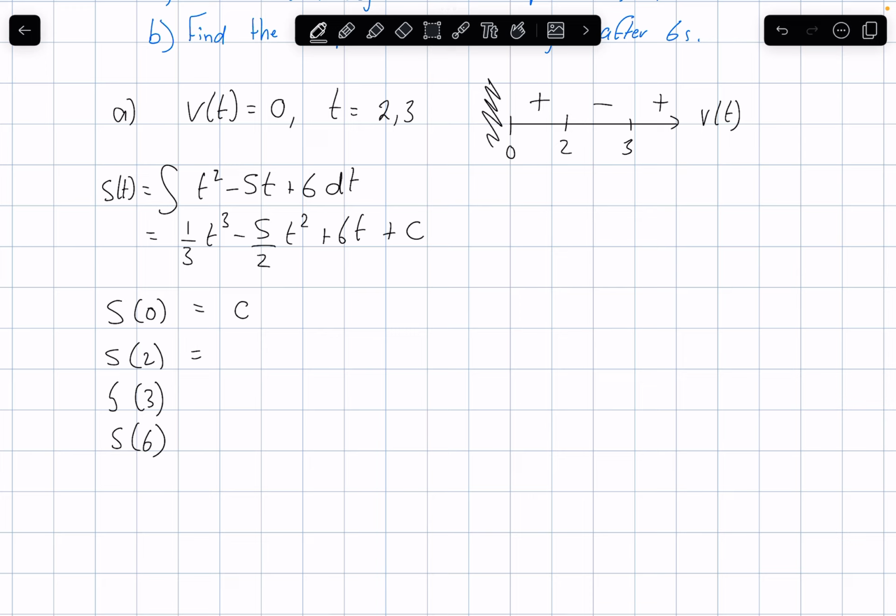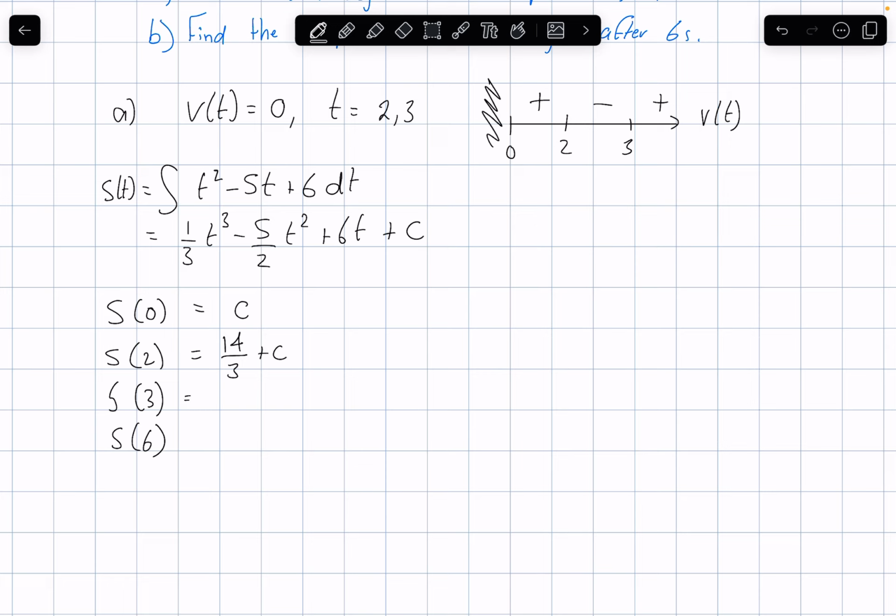If I put 2 in there, 1/3, so probably best to do this on the calculator just with fractions. So 2 cubed minus 5 on 2 squared plus 12, times... Oh, I've got a syntax error. Cool, so that's going to be 14 on 3 plus c.